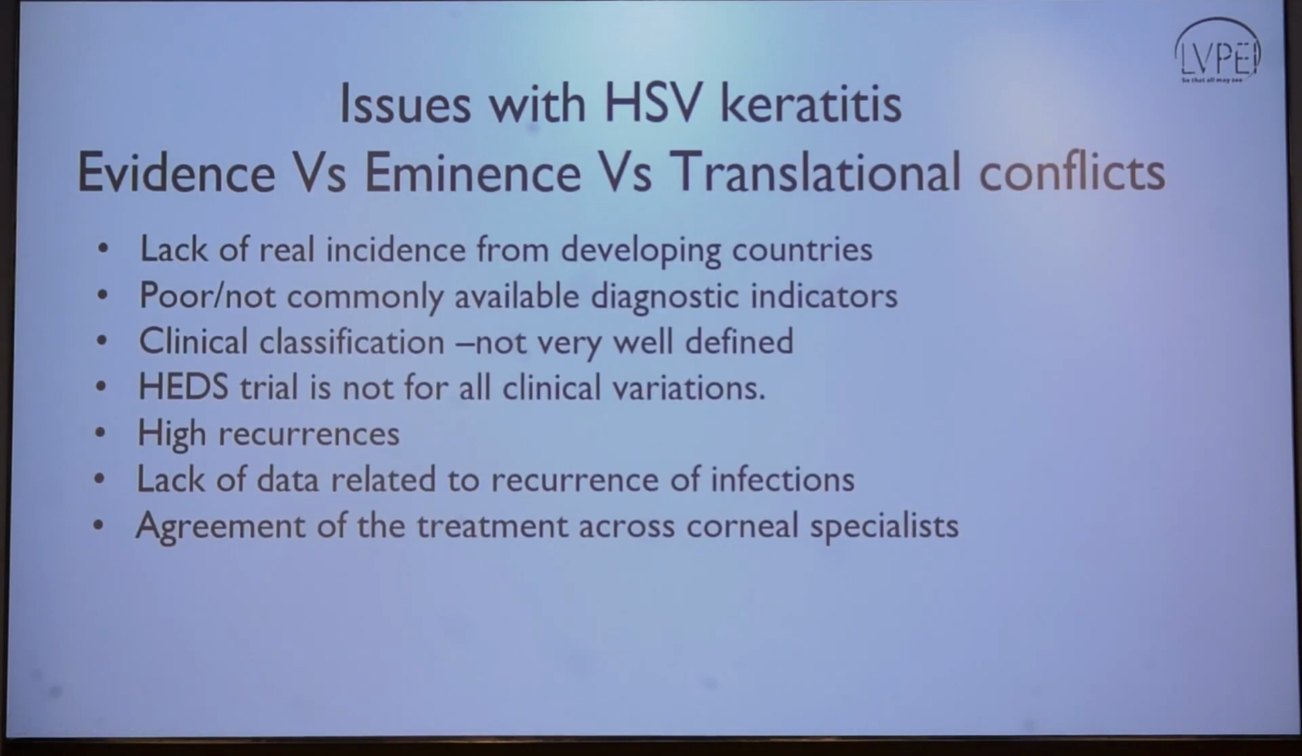So what are the issues with HSV keratitis? There are evidence versus eminence versus translational conflicts, because of the lack of real incidence data from developing countries, and poor or not commonly available diagnostic indicators. The clinical classification, which we have been using for years, is not very well defined. The HEDS trial was done for the most common types, but did not include all the clinical variations. There are high recurrences, with a lack of data about that, and a lack of agreement on treatment across cornea specialists.